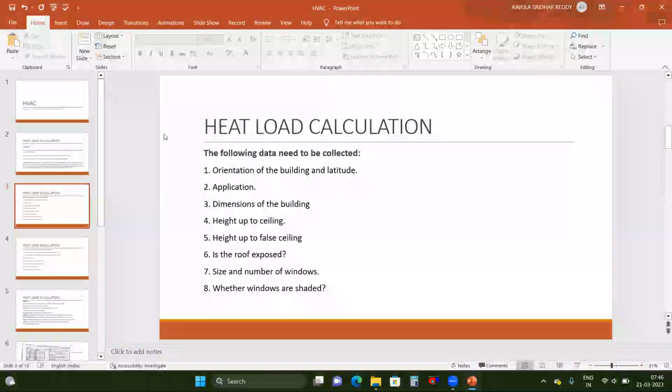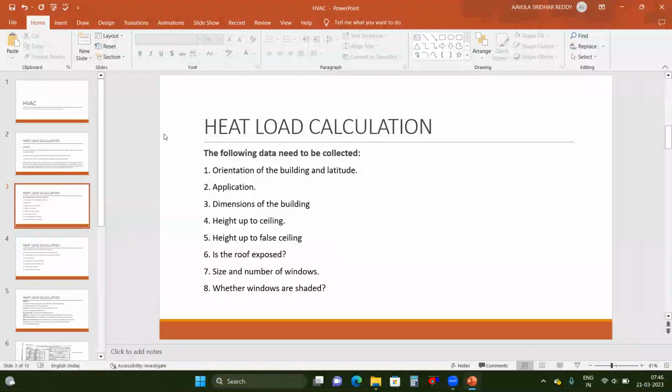Next, third one is the dimensions of the building. For each and every room for which you are doing the heat load calculation, you need to take those dimensions. If it is a high-rise building, you will always get the architectural drawings. Otherwise, for small projects, or an already constructed project where you don't have any CAD drawings available, you need to find out the dimensions and the height up to ceiling. What is the height from floor level to true ceiling? The next one is height up to false ceiling. So what is the false ceiling height?